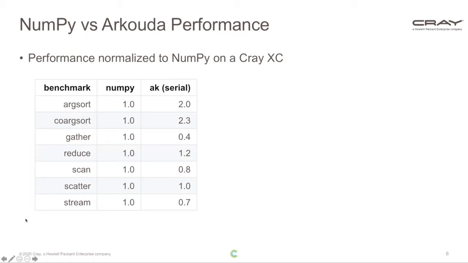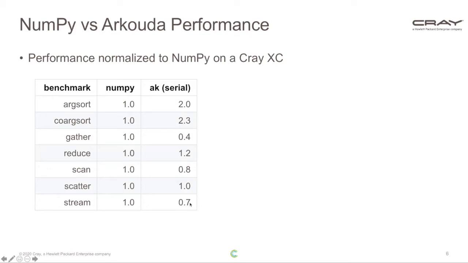And so what we see here, first looking at Arkouda serial, or single-threaded performance compared to NumPy, is that by and large, performance is kind of on par. We can see that we're 2 times ahead for sorting, 2 times behind for gather, and other operations like reduction, scan, scatters, and stream triad are about on par.